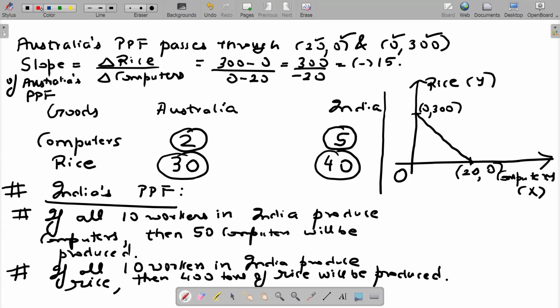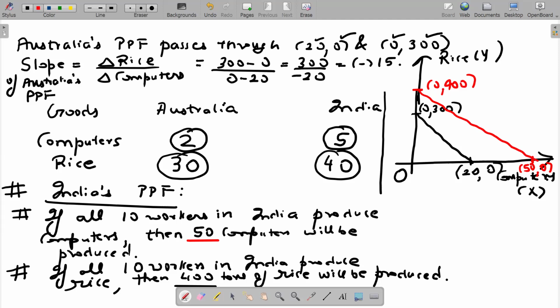That means in red color, if I plot India's production possibility frontier, it will pass through 50, 0 because maximum 50 computers can be produced. So this is 50, 0. And if I stretch the vertical axis a bit, because we need space, this is rice, this is good y. On the vertical axis, we have 400 tons. 400 tons means somewhere here. This is 0, 400. If I join these 2 points, I get India's production possibility frontier.